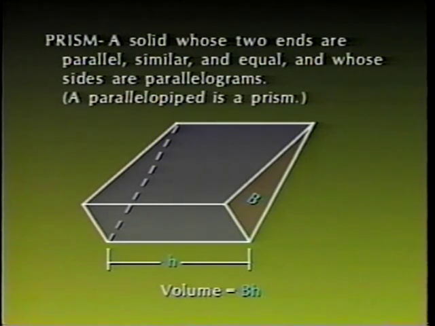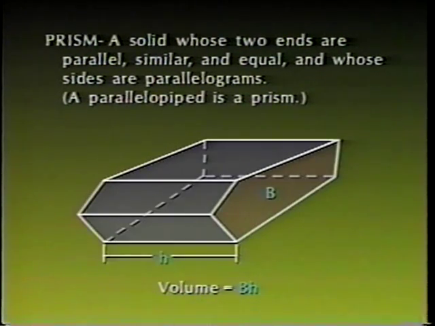This diagram shows a prism, a solid whose two ends are parallel, similar, and equal, and whose sides are parallelograms. A parallelepiped is a prism. My God, I think I finally pronounced it right. The volume of a prism is calculated by taking the area of the base times the height.